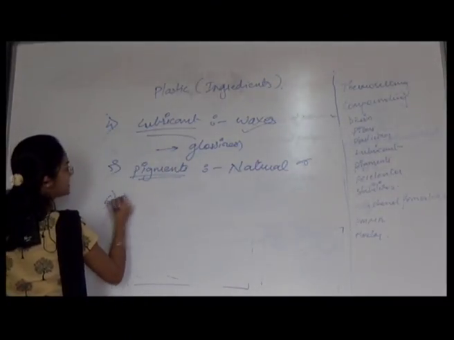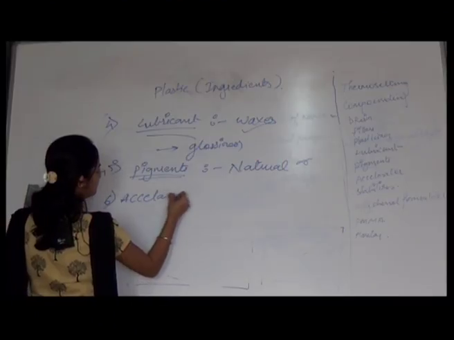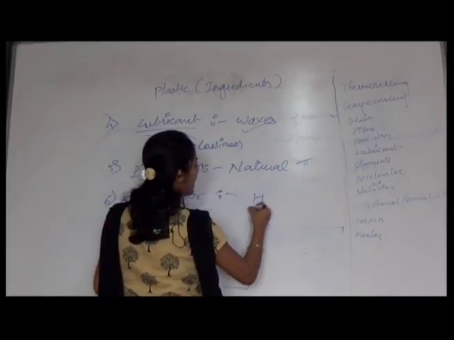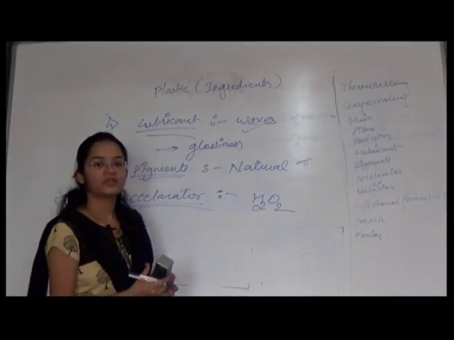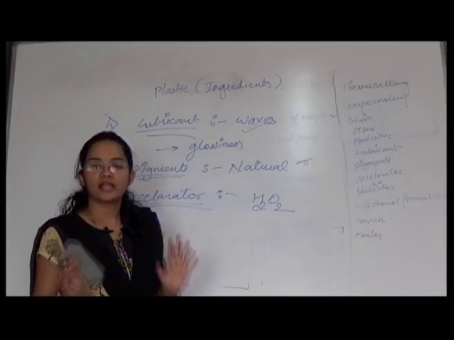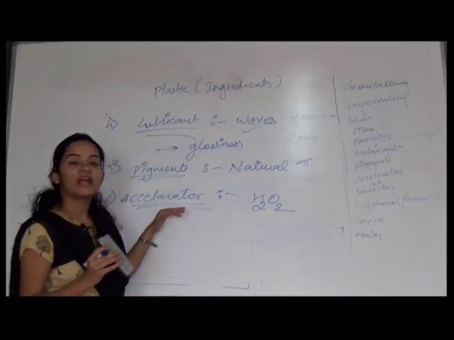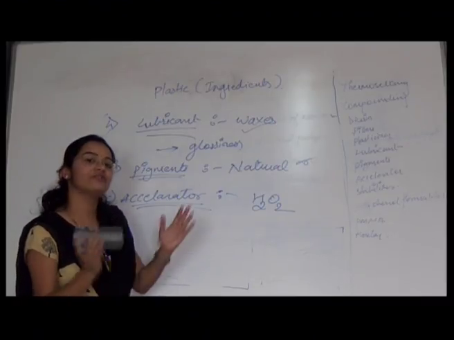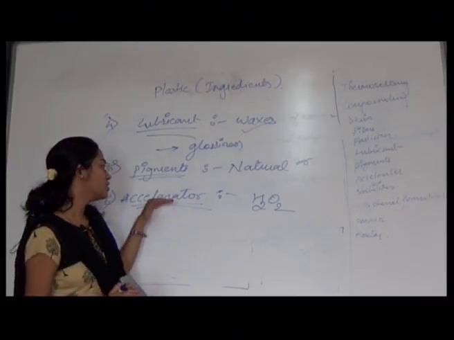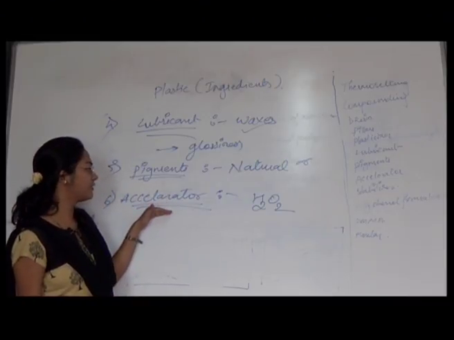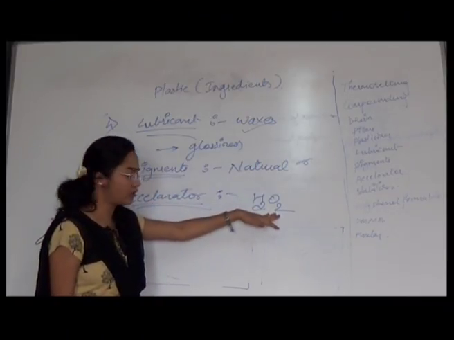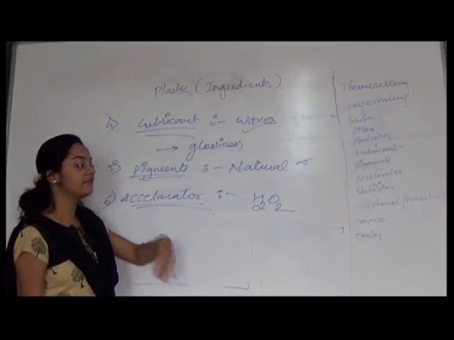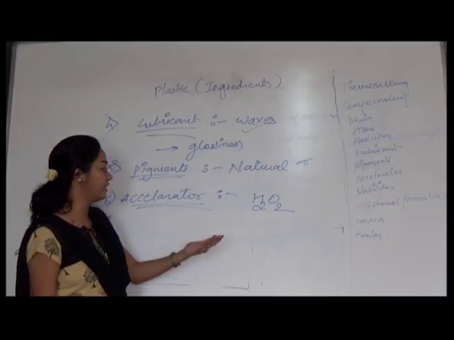Then next is an accelerator. The role of the accelerator, for example we take H2O2, hydrogen peroxide. Accelerators are nothing but catalysts. Now the role of a catalyst, as we know, is that it accelerates the rate of reaction without taking part in the reaction. So the same is the role of an accelerator over here. For example, I have taken H2O2, that is hydrogen peroxide. It will not take part in the reaction, but it will definitely accelerate the rate of reaction.